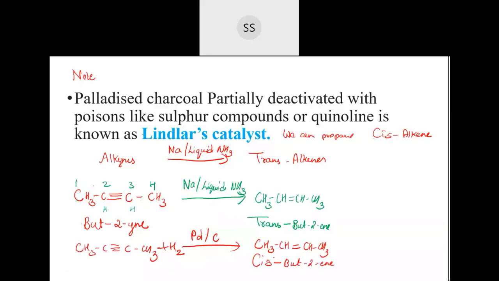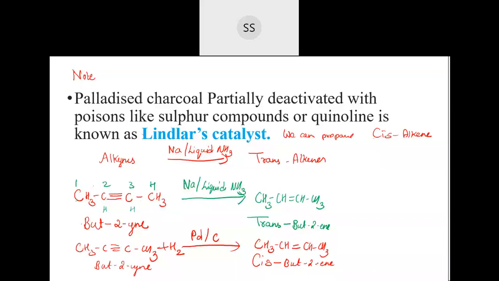Clear? That's because of the mechanism of addition with sodium and liquid ammonia, due to which you get trans. If you want to know how that trans is being produced, just for your knowledge, I will tell you that mechanism also. So till then, you can make a note of this. I will tell you the mechanism here itself. I hope you'll be able to see. It's just for you to know; otherwise, it's not important to know the mechanism part at all.